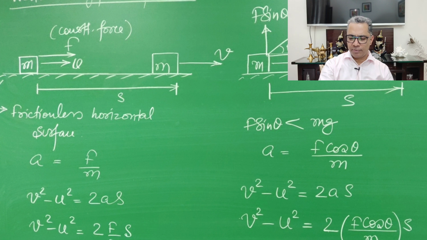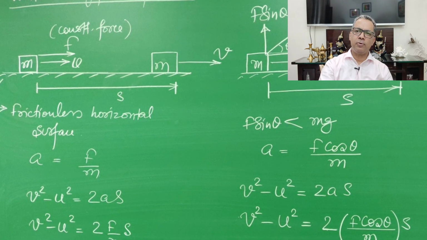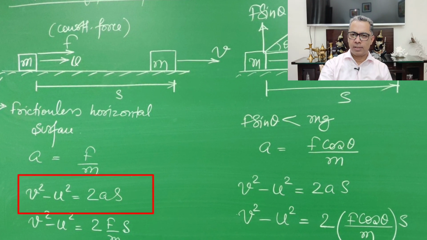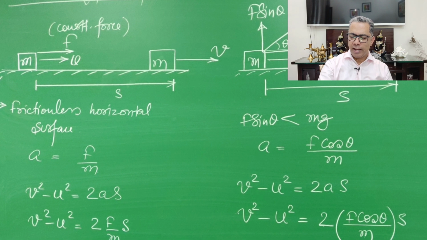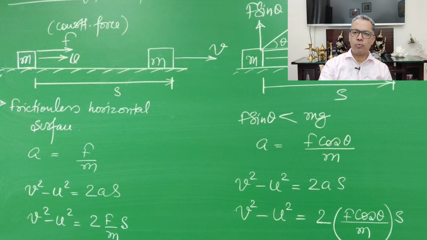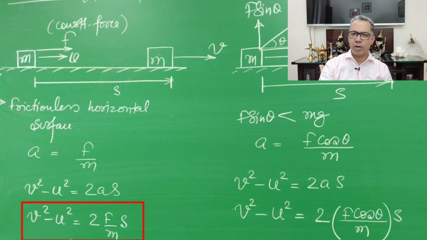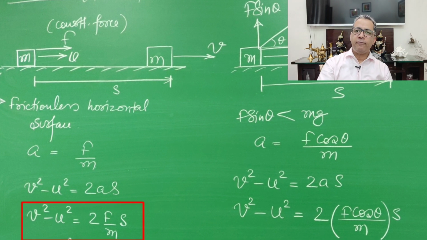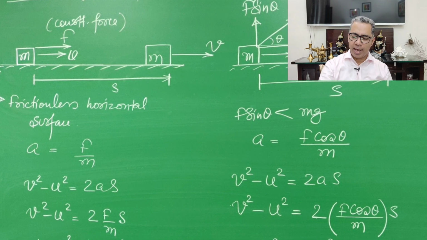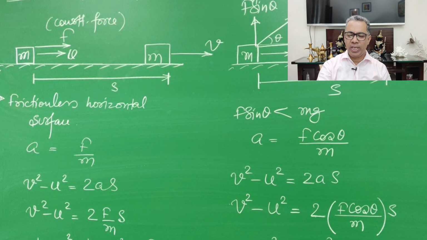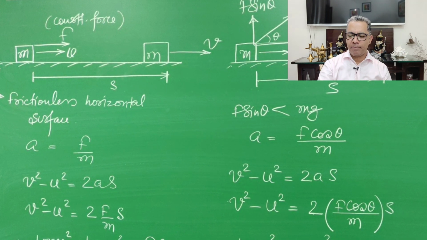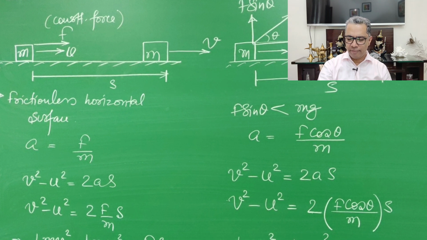Now we are all aware of this equation, v square minus u square equals 2as. In this equation, let's substitute this magnitude of acceleration, which is F by m, and once we do that, we get the equation v square minus u square equals 2F by m times the displacement s. After having undergone this displacement s, we assume that this block has now acquired a speed v. So v square minus u square equals 2F by m times s. That's the equation we now have.